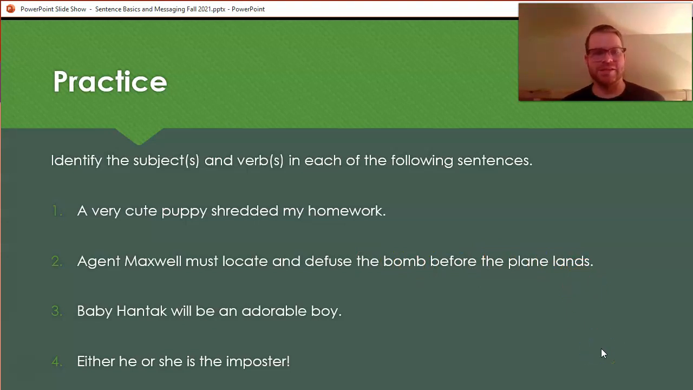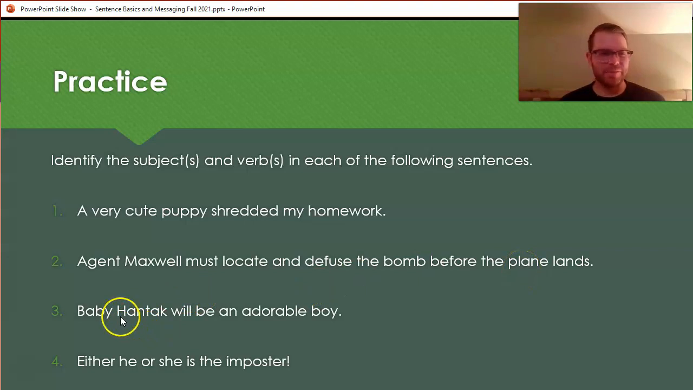Agent Maxwell must locate and defuse the bomb before the plane lands. That sentence is complex because there are two subjects and verbs. We have Agent Maxwell must locate and defuse. Actually, there's three verbs in this sentence. Agent Maxwell is a subject. Agent Maxwell has to do two verbs. Locate is an action verb. Defuse is an action verb. We also have before the plane lands. Lands is another verb with plane as its subject.